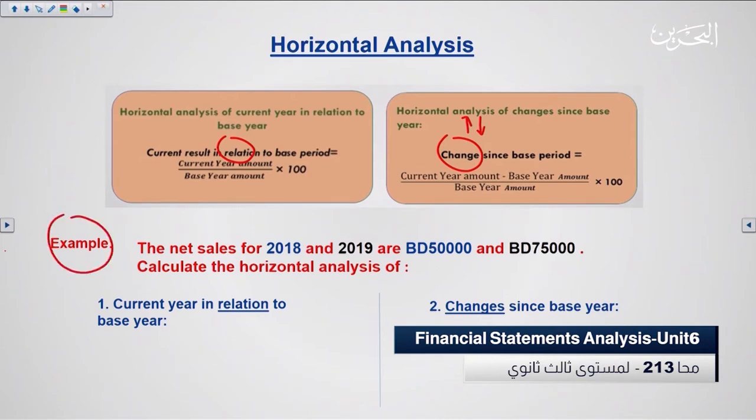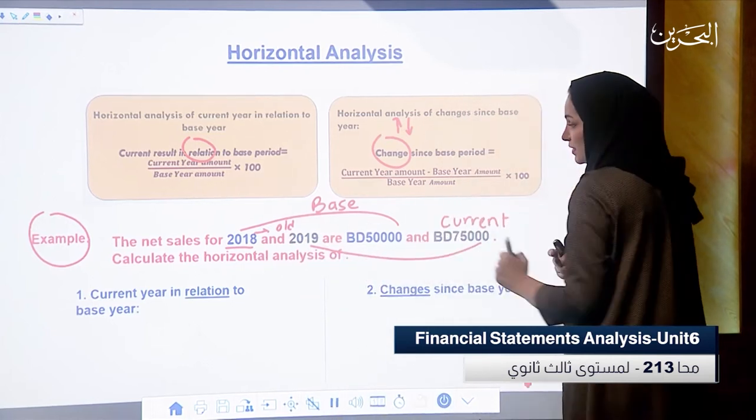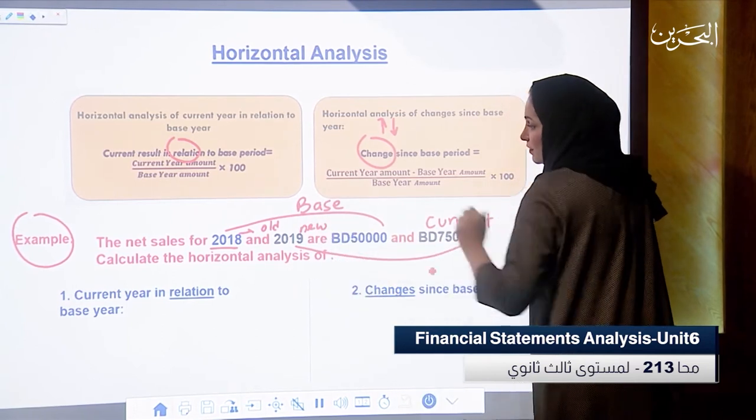Okay, let's start, or just a quick reminder for the previous lesson. The net sales for 2018 and 2019 are 50,000 and 75,000. So 2018 is the base amount, and 2019 is the current amount. The base amount, because 2018 is the old year. 2019 is the current year. It is the new year.